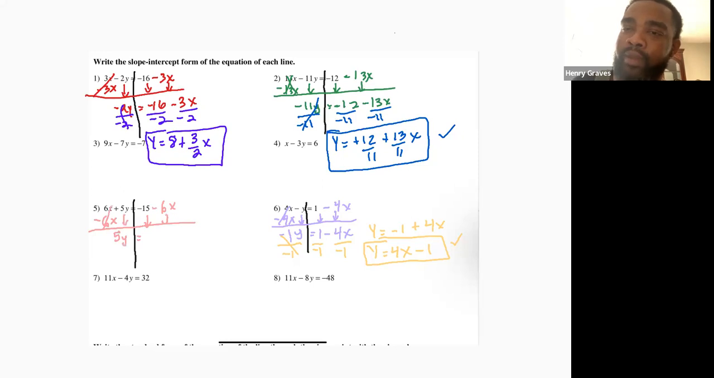I'm going to divide everything by 5. Oops, I should use a different color for that, shouldn't I? So let me come back over here and use this one. Divide everything by 5.